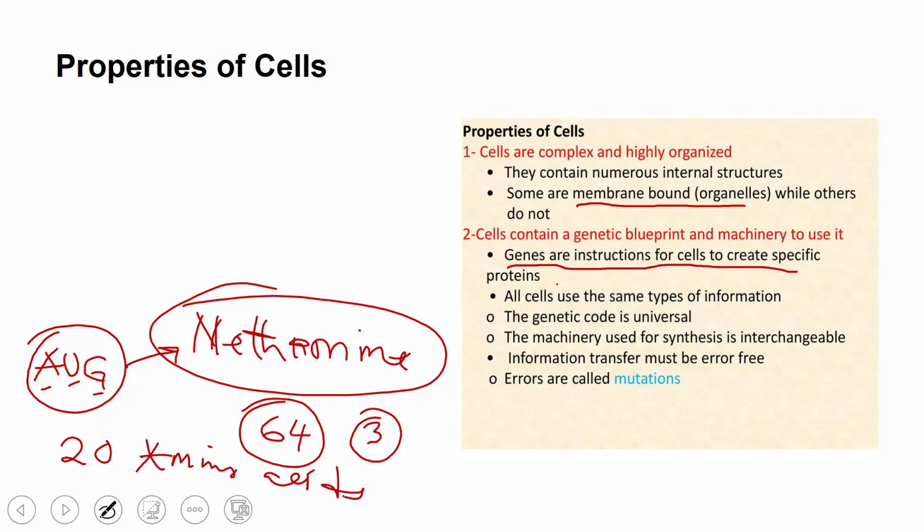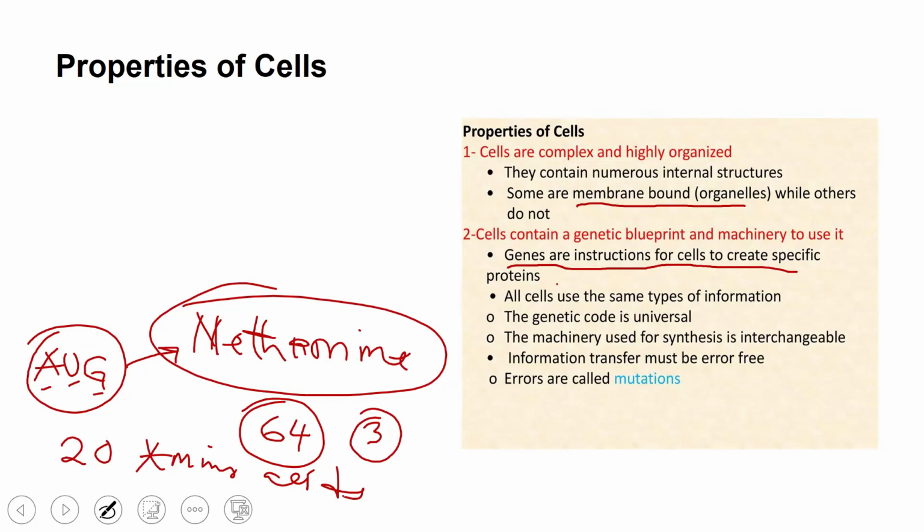The machinery used for the synthesis is interchangeable. Because they use the same machinery across all eukaryotic cells, we need DNA polymerase, we need ribosomes, we need transfer RNA for protein synthesis. So it is universal across all species of living organisms. And this information transfer must be error-free. As you are transferring information from genes to protein, there is no room for error. It must be error-free.